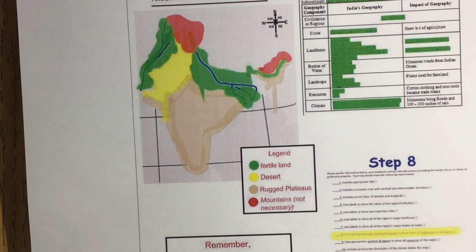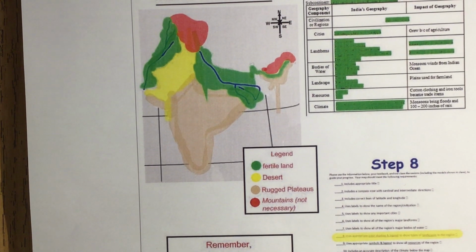So that step's really hard. If it looks about like mine, give yourself a point. If not, give yourself a 0, and then I will decide if I want to give you points back when I collect it and grade it.